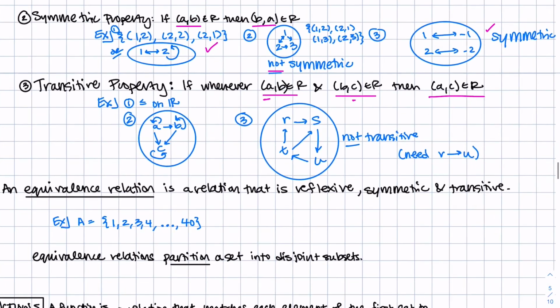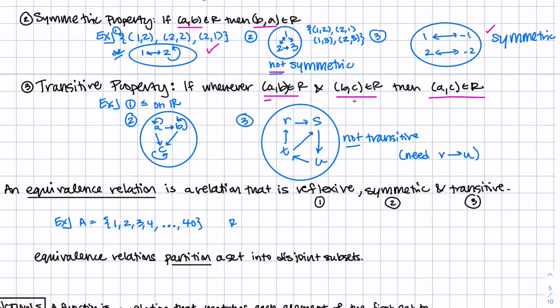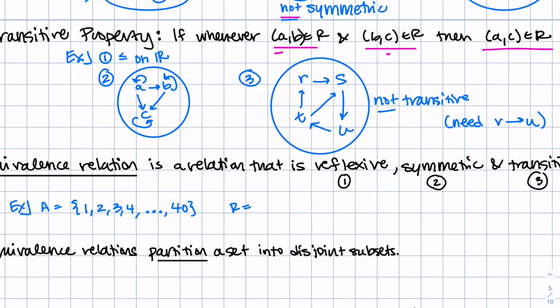An equivalence relation is a relation, so any kind of set of ordered pairs, that has all three of these properties. So it's reflexive, it's symmetric, and it's transitive. So here's an example of something that's an equivalence relation. So let's say I have this set A is the integers 1 through 40. And I'm going to call my relation R that to mean has the same ones digit.